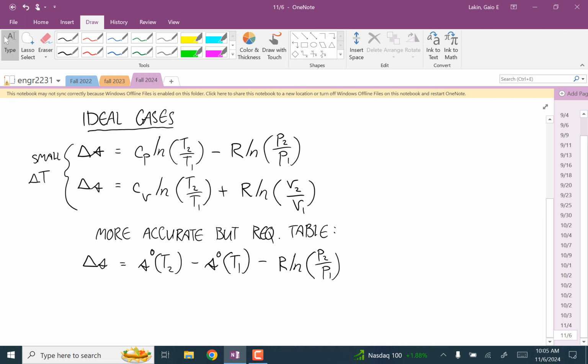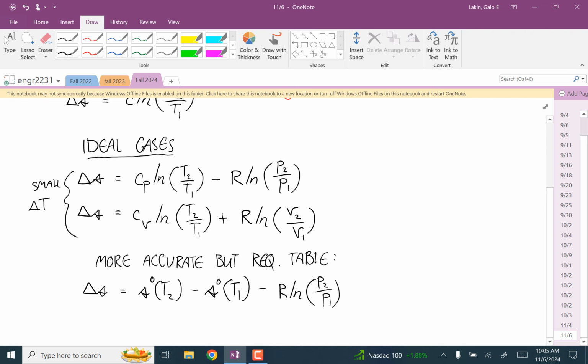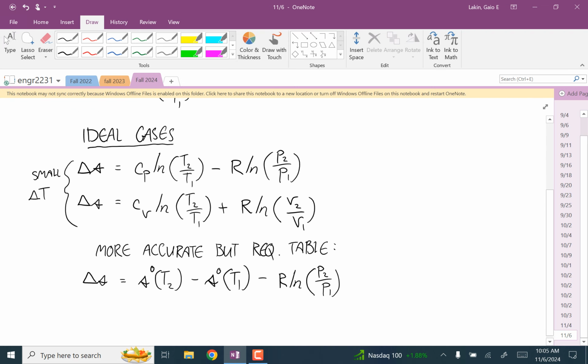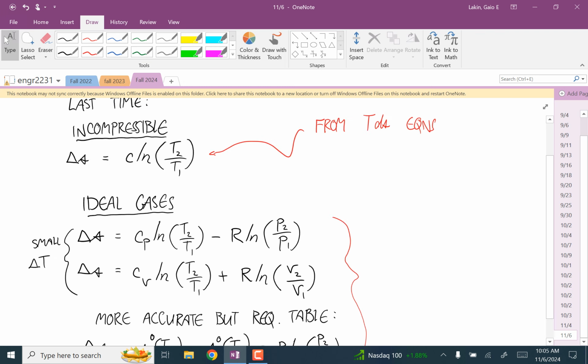But you need to have all the information to get that. It's not like you can do it with less information. It's just more accurate. You need all the same stuff, but this one, if you have a table, is more accurate. Because you need temperature and pressure.